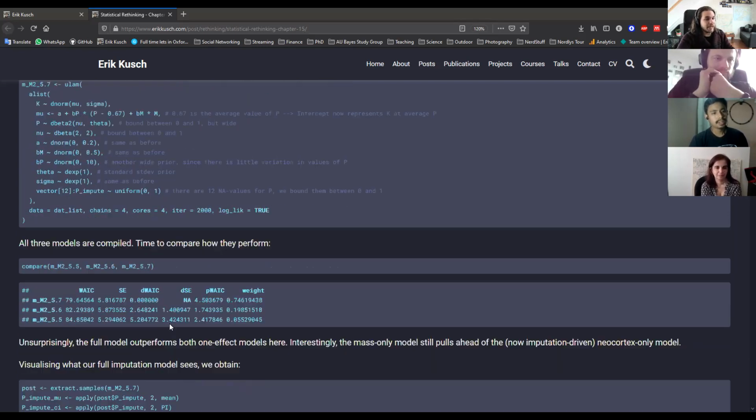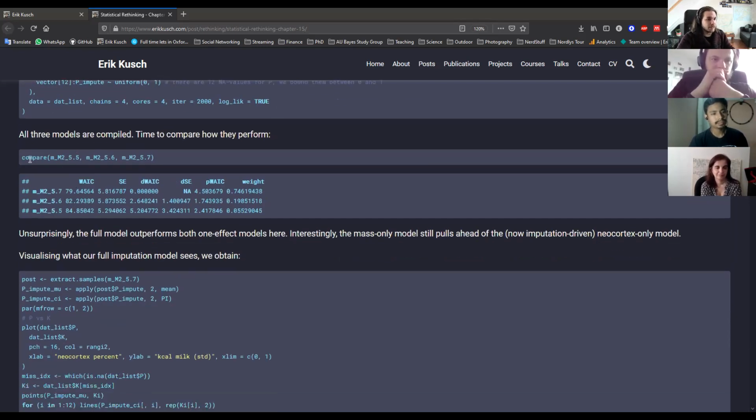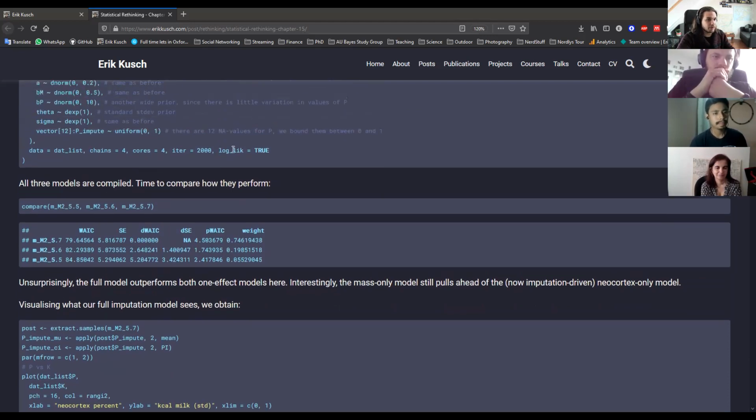So when we then compare all of these 3 models with the compare function, this is also why I ran everything with log-lik equals true, we see that, unsurprisingly, the full model outperforms both of the one-effect models here. The mass-only model still pulls ahead of the neocortex imputation model, but we would like to use our full model anyways. That's all that I'm after here. And that's all that the question really asked of me, to be honest.